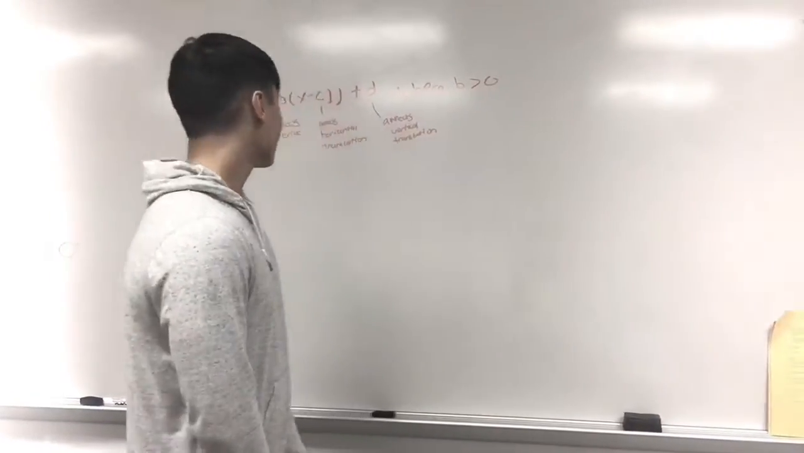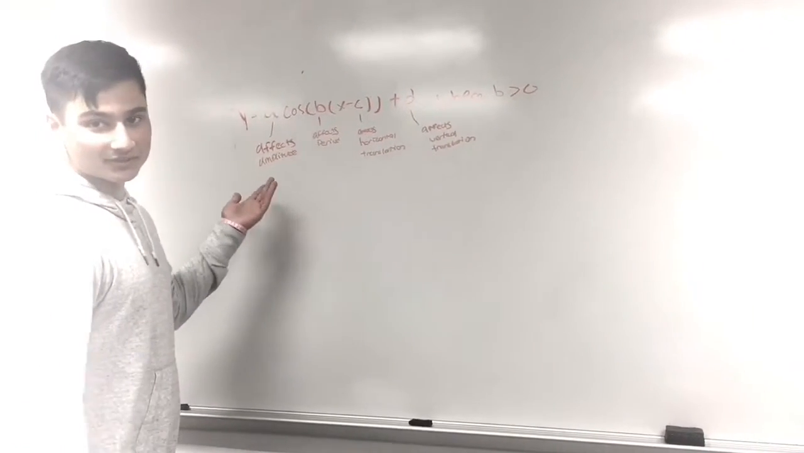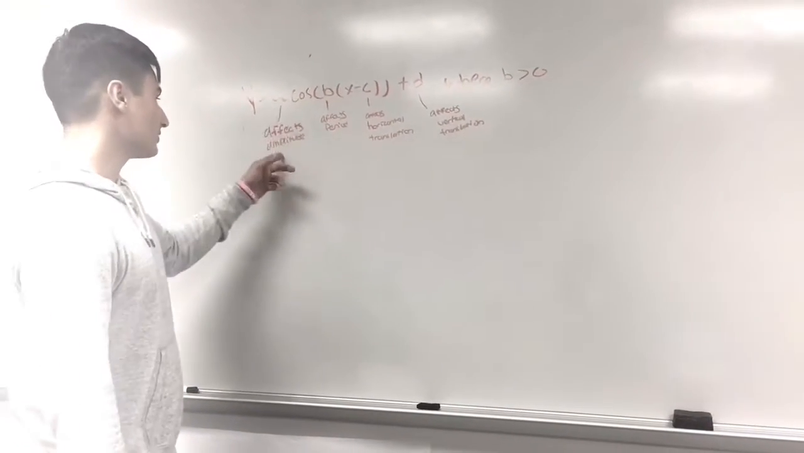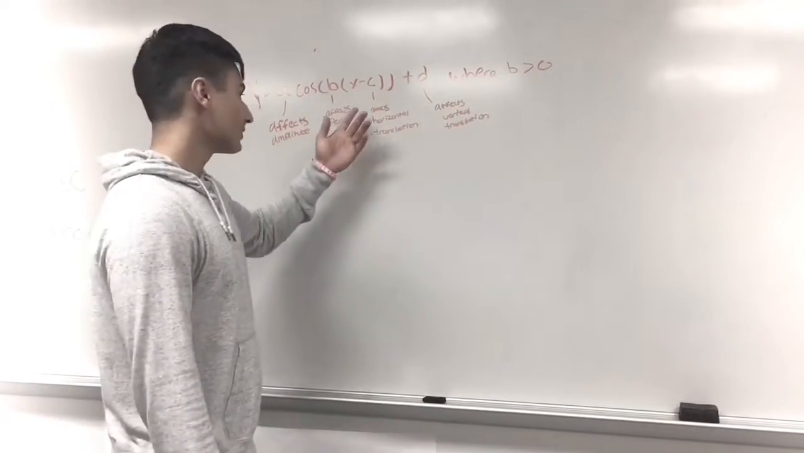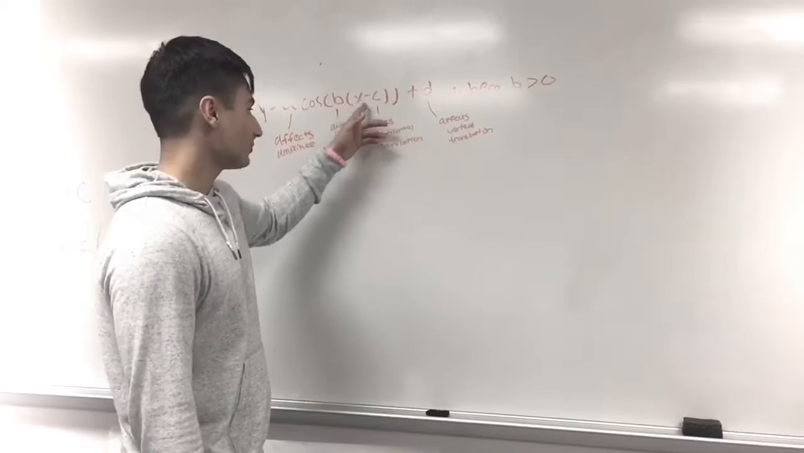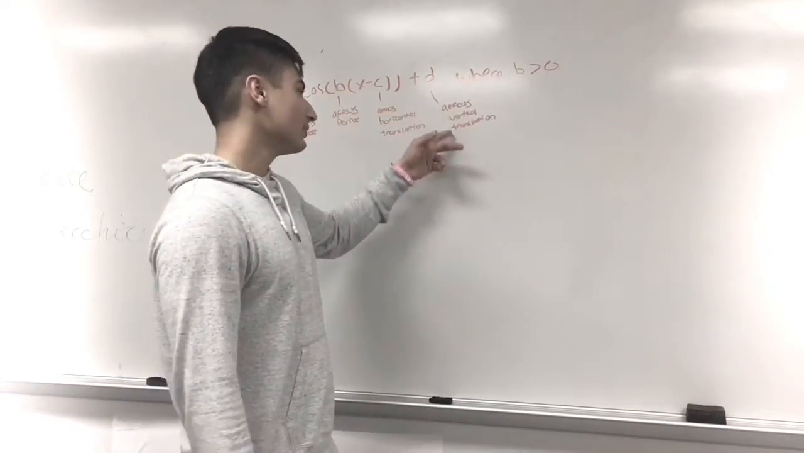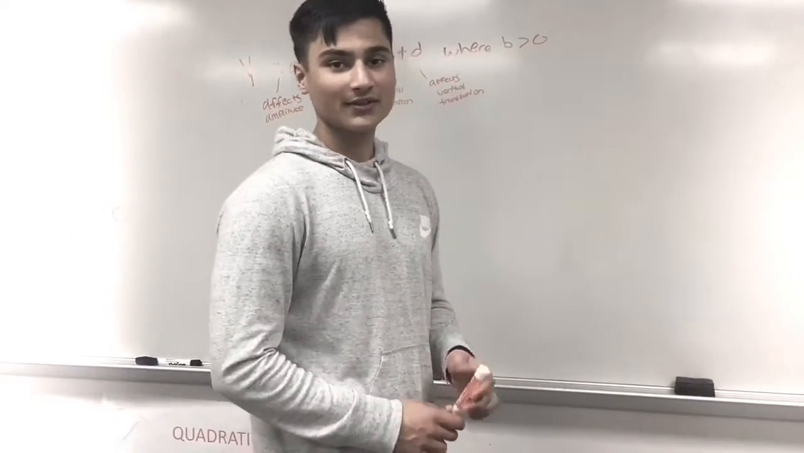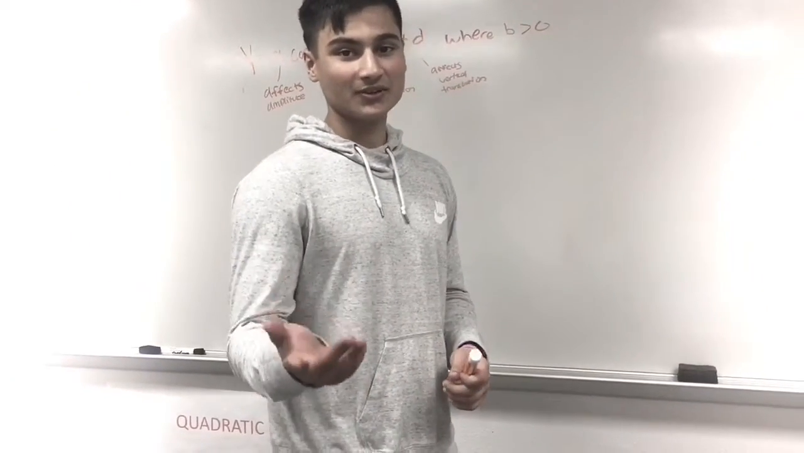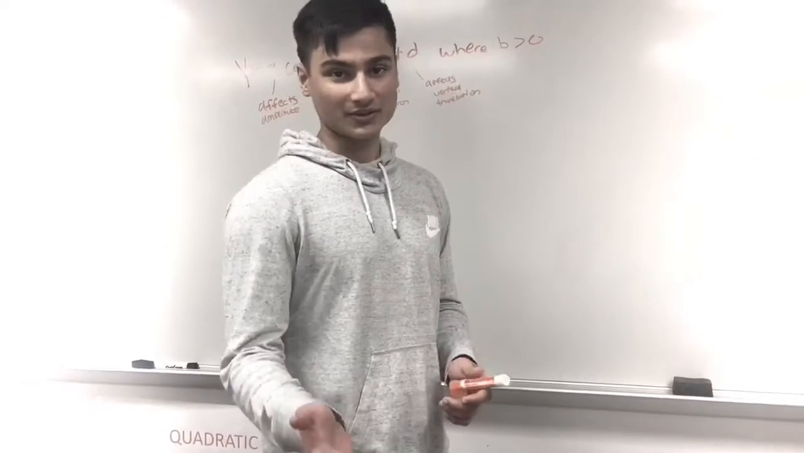Okay, now we're on the cosine function, and as you can see, it's very similar to the sine function. There's not much difference. a still affects amplitude, b still affects period. To get the period, it's still 2 pi over b. Whatever's inside these parentheses still affects horizontal translation, and d still affects vertical translation. All you have to remember for cosine graphs is that it always starts at (0, 1), unlike sine, where it starts at (0, 0).